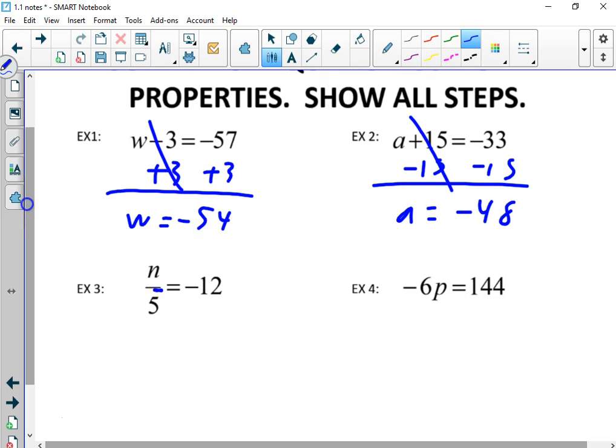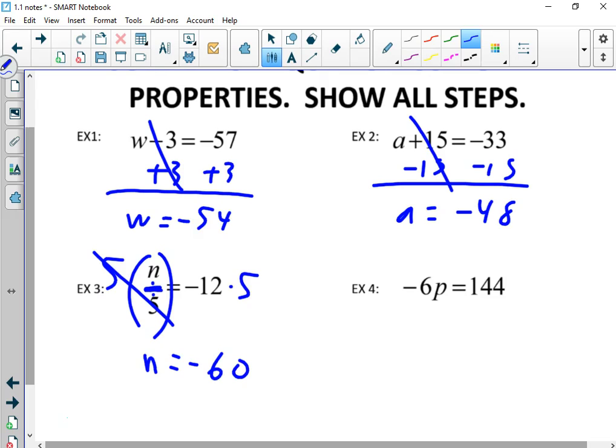Now, what's happening here? This fraction bar, that's where it comes from. That fraction bar means division. Okay, you're never going to see it written like that, but that's what the fraction bar means. The fraction bar means division. So, to undo division, the opposite, the inverse operation is multiplication. When you multiply, the 5's cancel, leading to n equals negative 60. 5 times 12 is 60, positive times the negative is negative.